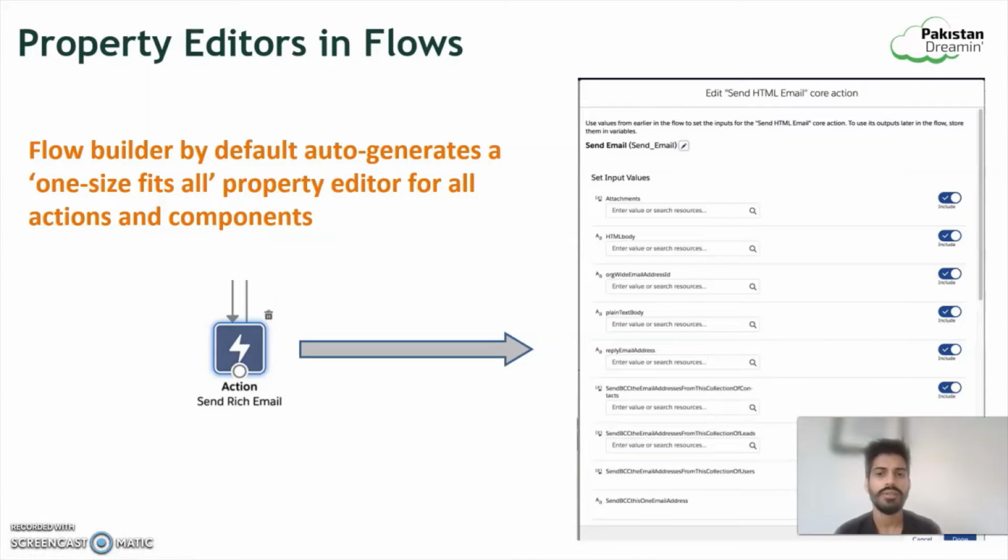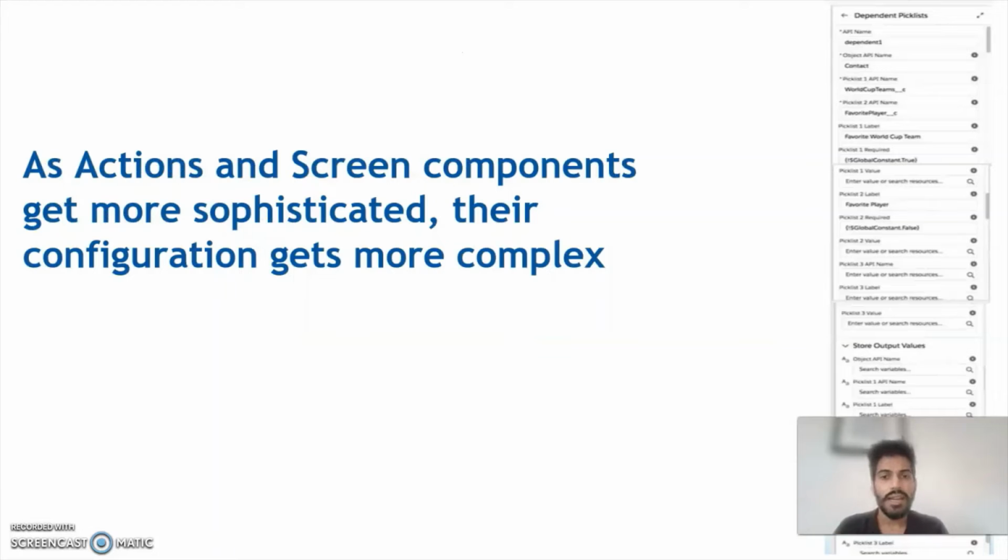Now this might be quite obvious. The flow builder by default auto-generates a one-size-fits-all, or a generic, property editor for all the components and actions. When building an Apex action or a screen component, anything you mark as an input simply shows up on the UI for admins to configure. Now this generic property editor has been working fine, but with the growing popularity of flows, a lot of custom solutions are now flow specific, and we see a lot of solutions that are being built on flows. And as the actions and screen components get more and more sophisticated, their configuration gets increasingly complex.